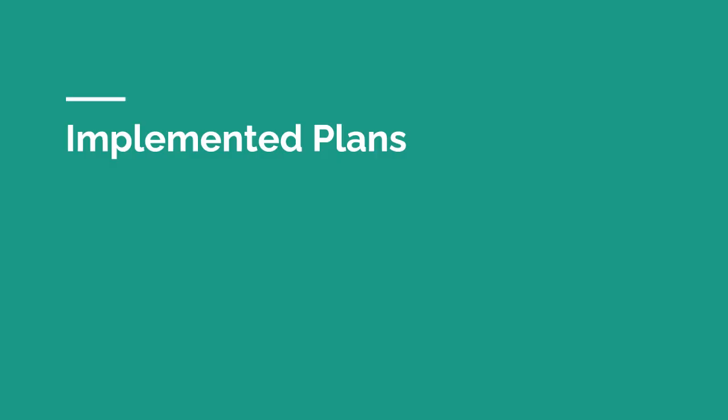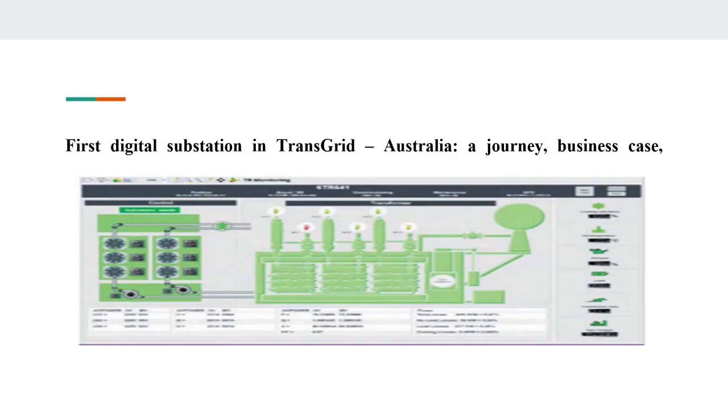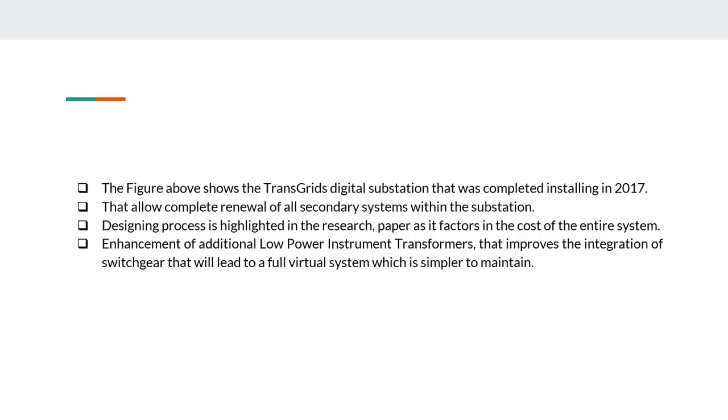The implementation plans are several research papers that had already been implemented in the past, studied and made into complete documentation to understand the topic itself. The initial paper is the Digital Substation in Transgrid, Australia: A Journey, Business Case and Lessons. The figure above shows the Transgrid digital substation that completed installation in 2017, allowing complete renewal of all secondary systems within the substation.